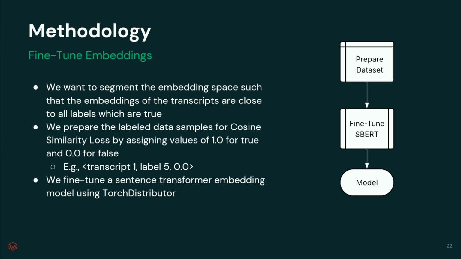And so you can see here what our data looks like. Each row will have a transcript in one column, a label in another column, and then a 1 or a 0, depending on whether or not we found that label to be true in our labeling process.